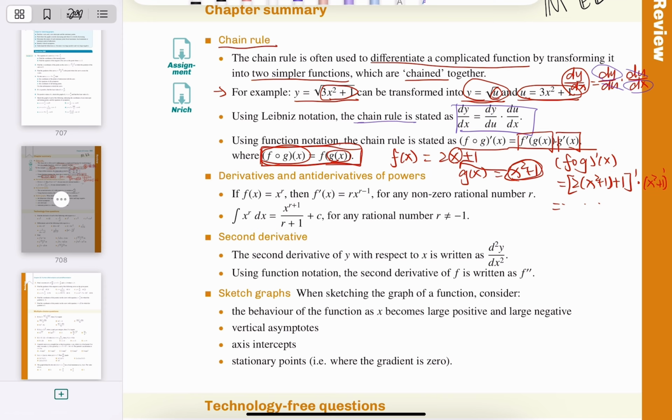And then let's move on to derivatives and antiderivatives of powers. The power rule is the most common one in calculus, and you probably need to remember the formula. So if we have f(x) equal to x to the power of r, then the derivative of f(x) is equal to r times x to the power of r minus 1. So it's like you move the r down and then subtract 1 from the power.